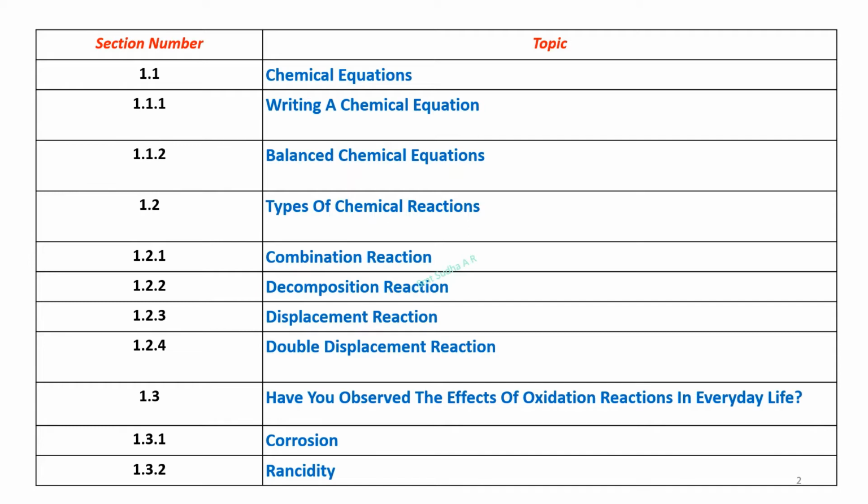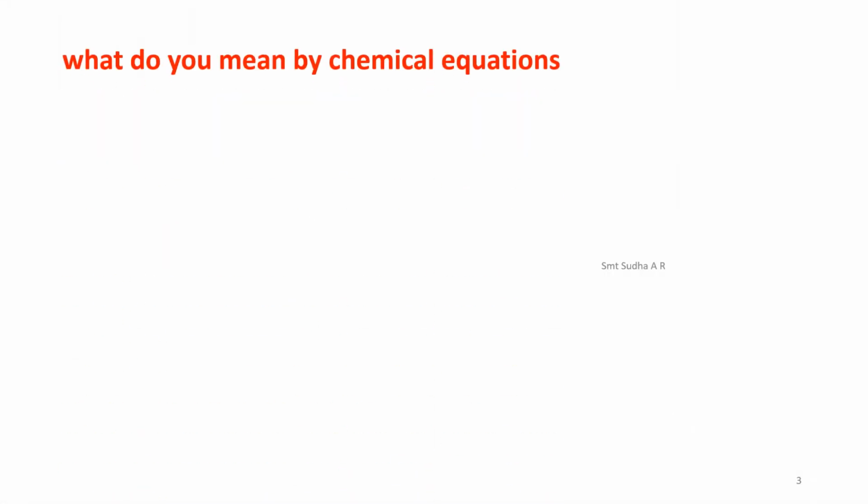In that, combination reaction in detail along with examples, decomposition reaction, displacement reaction, double displacement reaction, and also the effects of oxidation that we see in our everyday life, and also corrosion and rancidity in detail. So let us discuss one by one in detail.